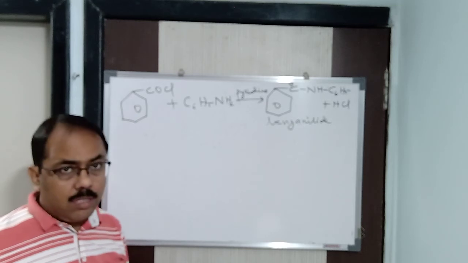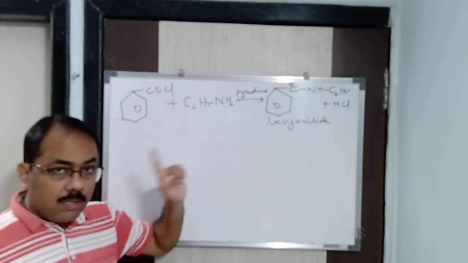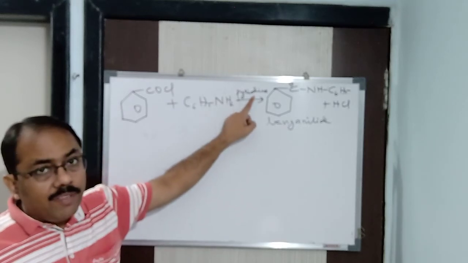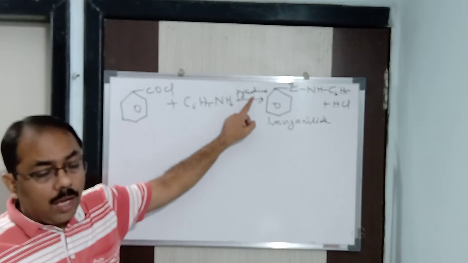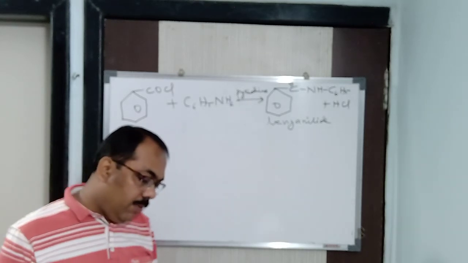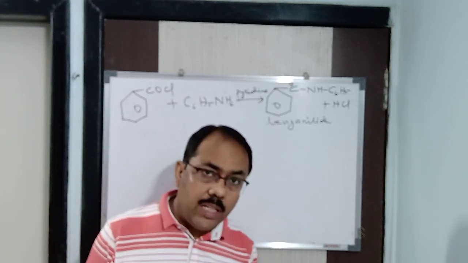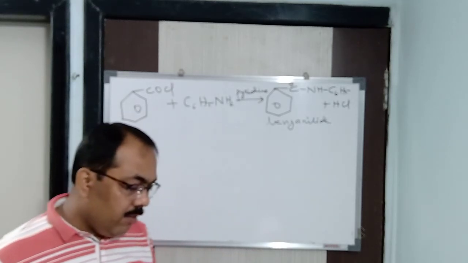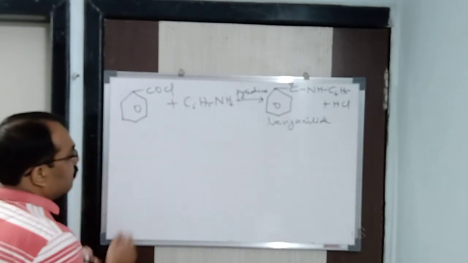Schotten-Baumann reaction, spelled S-C-H-O-T-T-E-N, B-A-U-M-A-N-N. When, instead of pyridine, I take aqueous NaOH, aqueous caustic soda, then it will be called the Schotten-Baumann reaction. Okay, that is how it is known.